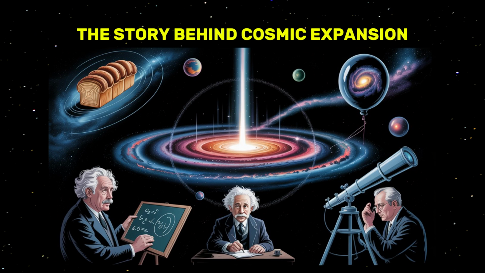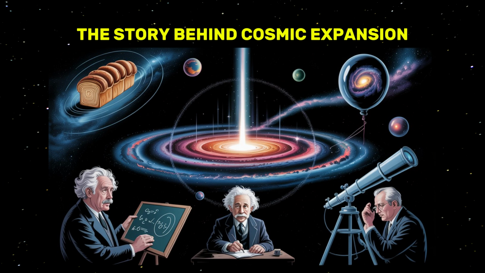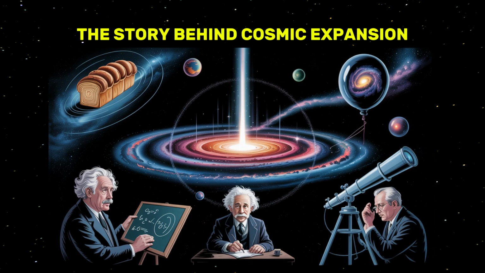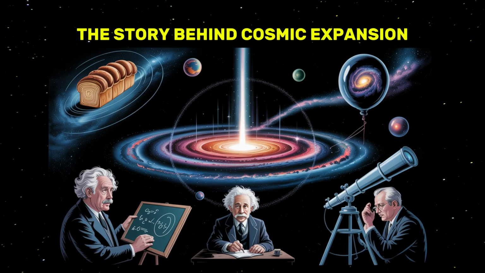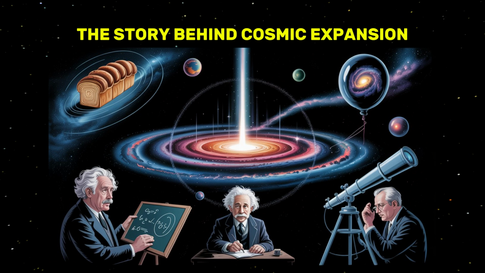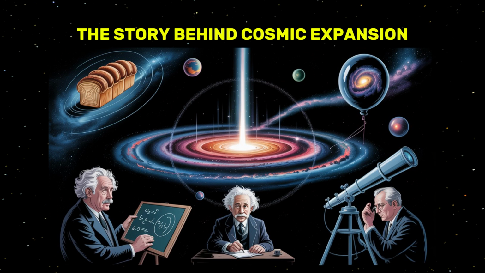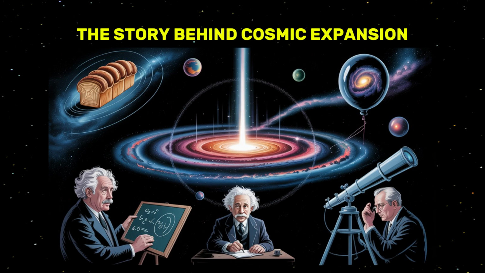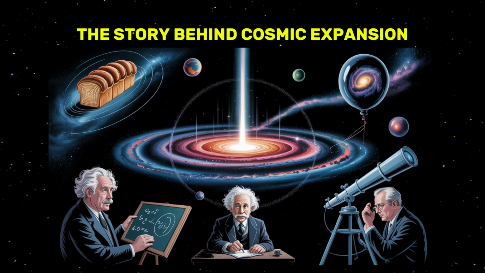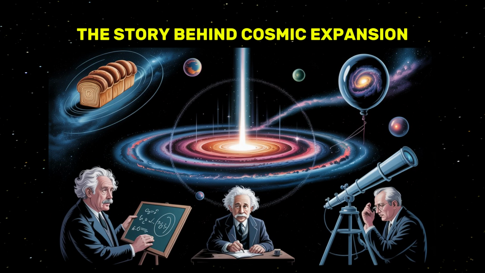In 1915, Einstein unveiled his general theory of relativity, revolutionizing how we understand gravity on a grand scale. His theory showed that enormous objects distort the fabric of space and time around them. However, when Einstein extended his equations to encompass the universe as a whole, he encountered a conundrum. The math indicated either expansion or contraction, contradicting the then dominant belief that the cosmos was fixed and unchanging.